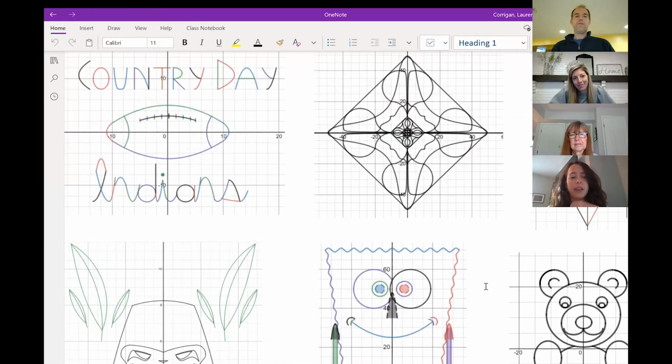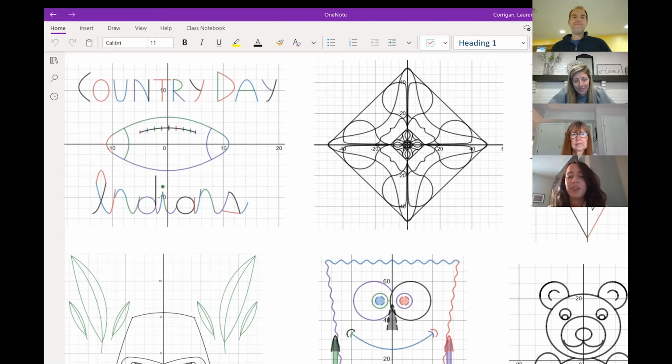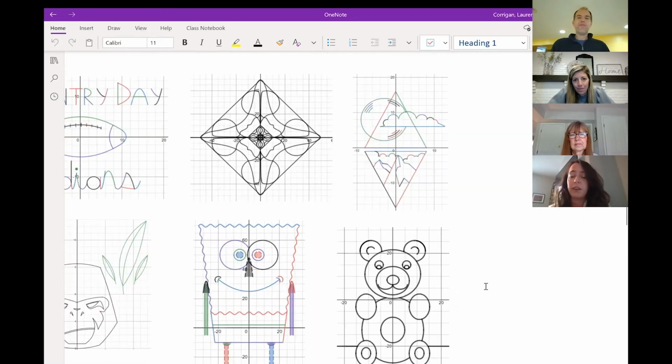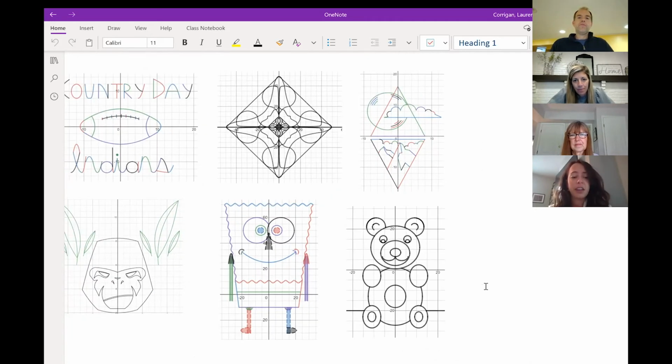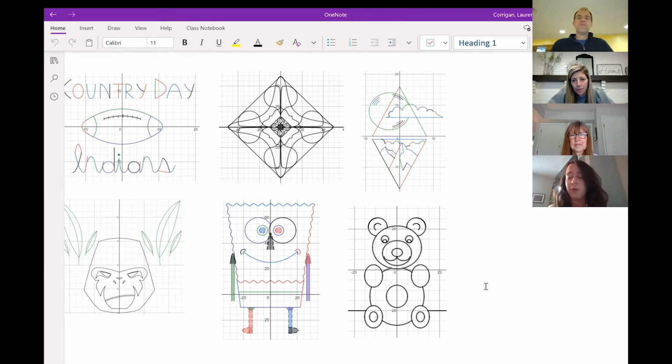Nice country day spirit there. But all these pictures were used just on transforming different functions that we have learned throughout this entire year. So it was a little different, a little more creative, and a fun way to get started and get used to this format. And the students came up with some really cool designs. This is only a small selection of what they were able to put together, but I was really impressed with what they came up with.